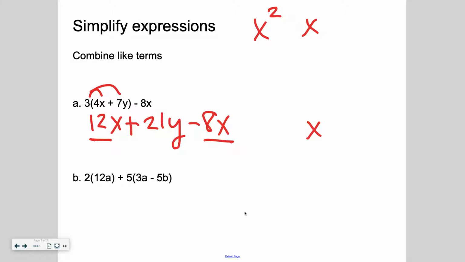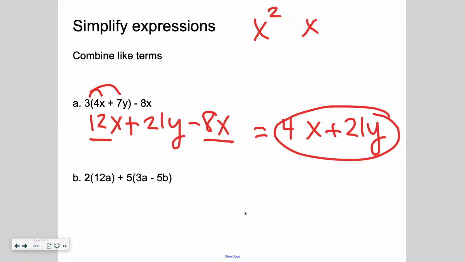So the coefficient on the first one is a 12. Coefficient on the second one is a negative 8. So what's 12 minus 8? 4. And then we just add the 21y. Those can't combine because they are not like terms, so that is the simplified version. Is everybody clear on that? Okay?